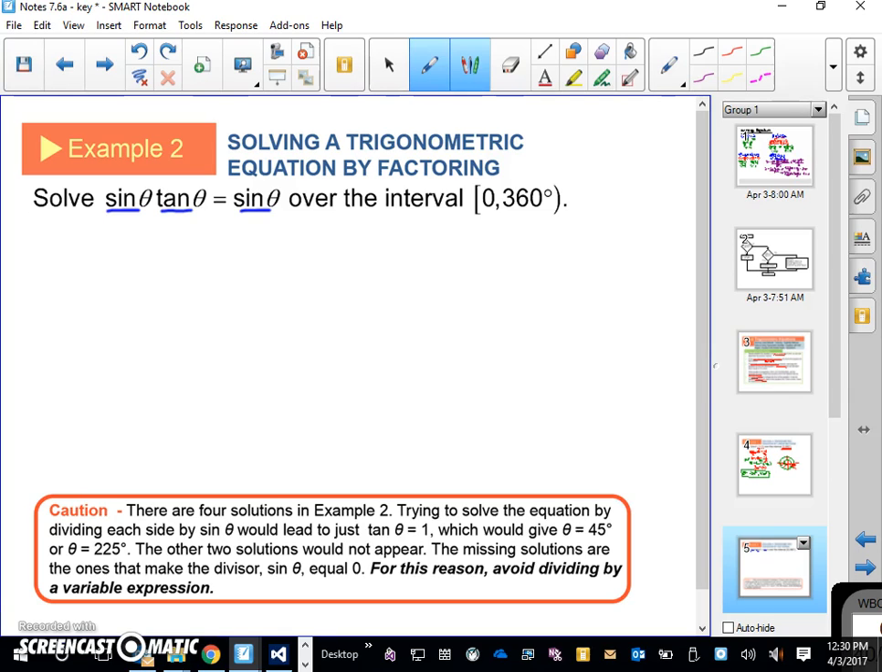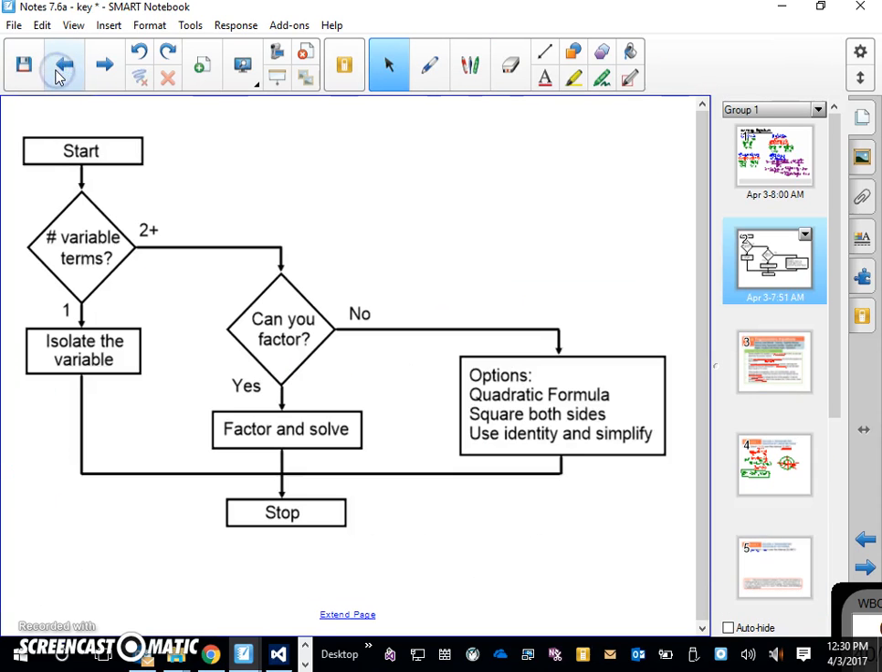And so what you want to try to do is factor. So go back and look at your flow chart. How many variable terms? Well, more than one. So we're going to go over here. Can you factor? That's what we're going to try to do. If we can factor, then that's going to be what we want.